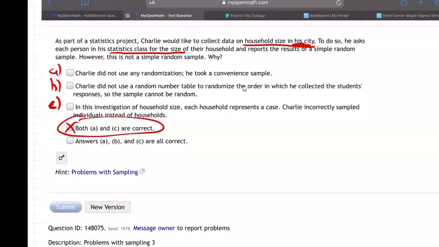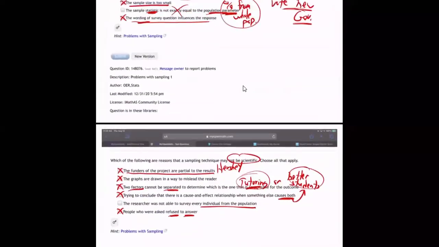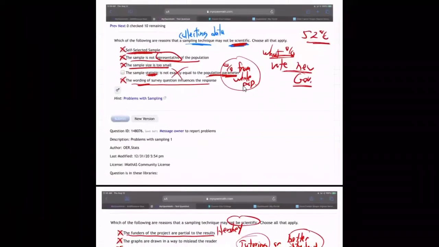On that, we good there? Any questions on these kinds? All making sense on what makes data collection scientific or not so much?